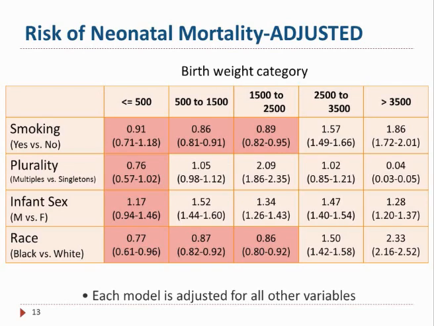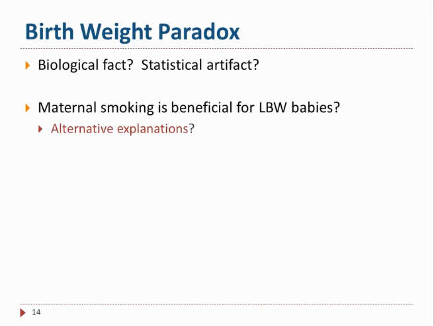Okay. So when we adjust for the other factors, we're still seeing the same phenomenon. So what is going on? Is this a biological fact? Is it a statistical artifact? There have actually been a lot of competing theories to try and describe what has been going on. And some people have argued that maybe smoking is actually beneficial for these low birth weight babies, and suggested interventions for smoking mothers: if they're going to, you might want to induce that labor and have a low birth weight baby, they're going to have a low risk of infant mortality.